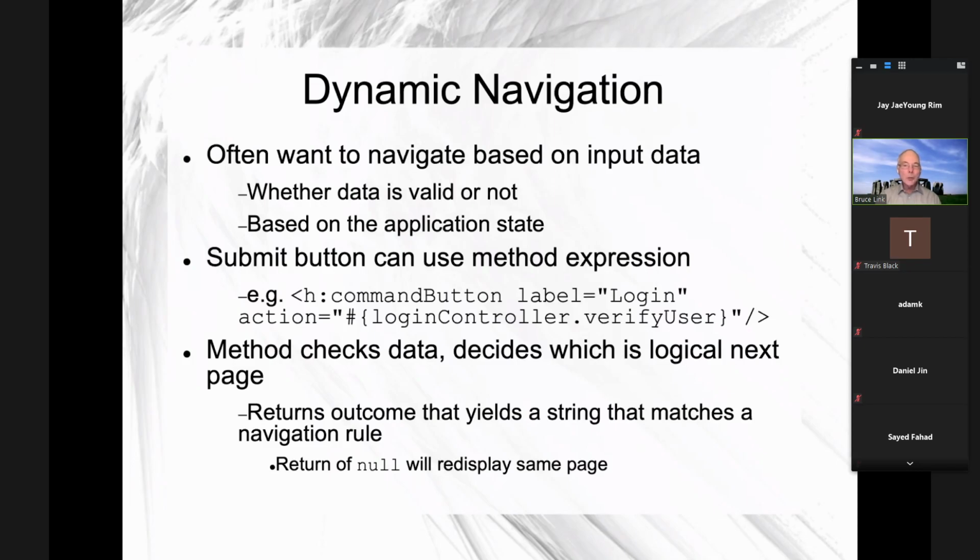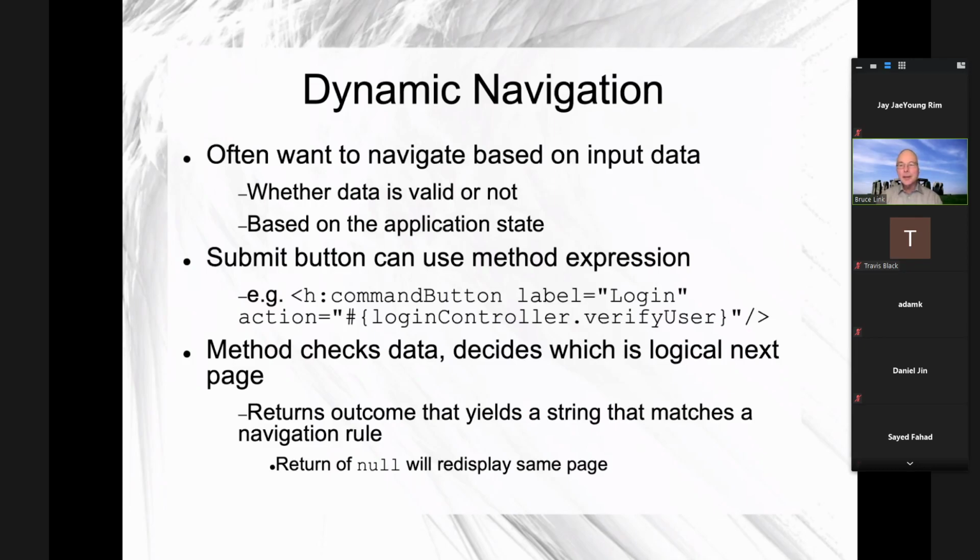And at the end of doing whatever it needs to do, whatever side effects, maybe store things in databases, depends, then you say, okay, where do you go next? And it returns an outcome. If you want to go to the same page, wherever that's from, then you can return null. That's valid.